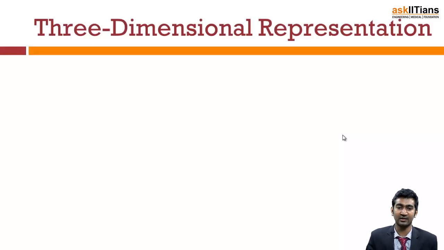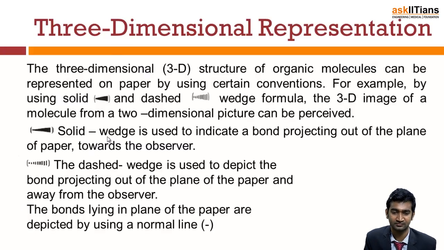So now guys, we'll be learning the three-dimensional representation of organic compounds. The thing which I was telling you about, the wedge and dash formula, we'll learn now here. Also, we'll see some of the benzenoid compounds. So here we go. So this is a 3D structure and can be represented on paper by a convention of what?